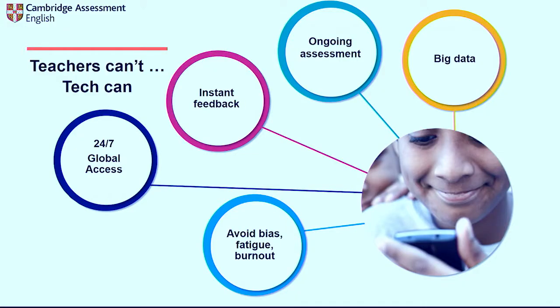24/7 global access. No teacher would like to be accessible 24/7 all the time. Not a single teacher would like this. Technology can take this off. Technology can avoid bias, fatigue, and burnout. This is maybe obvious, it's worth repeating, reminding ourselves. We're complex human beings, we can do things machines cannot do, but we carry biases, consciously or unconsciously, because of our complexity. Machines are not biased, except for the philosophy that the algorithm was built on, but that's a separate question.